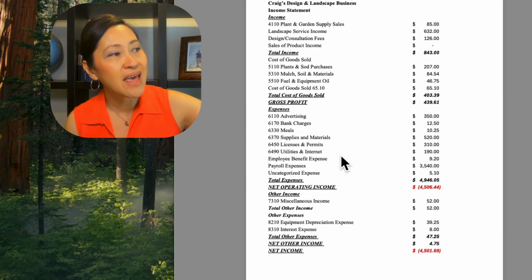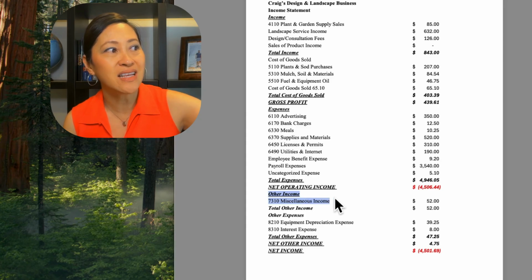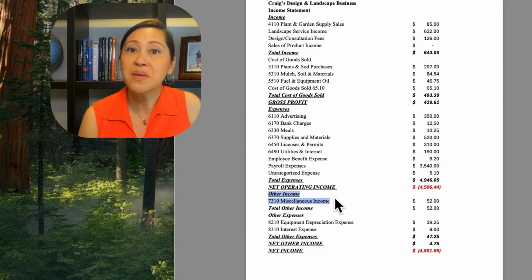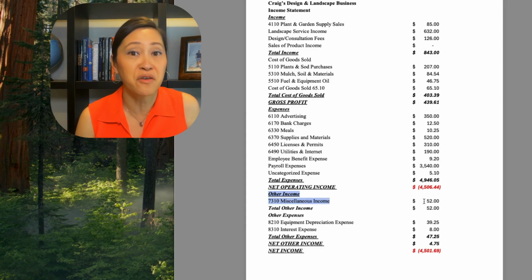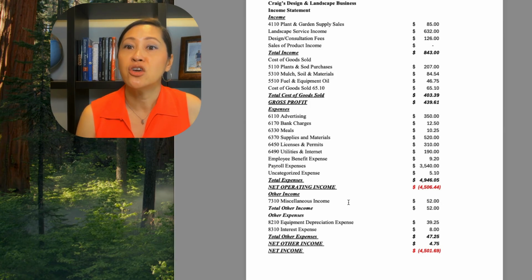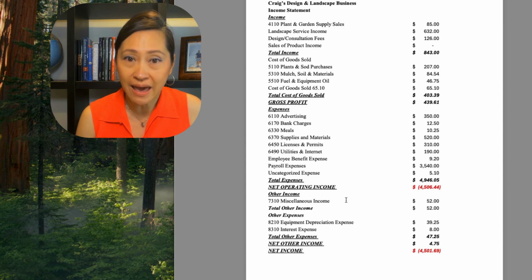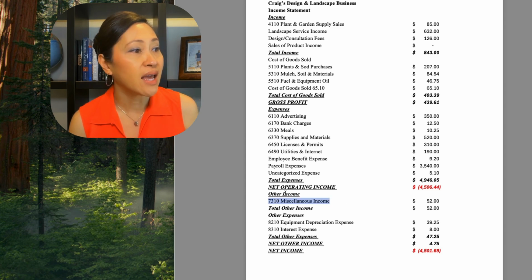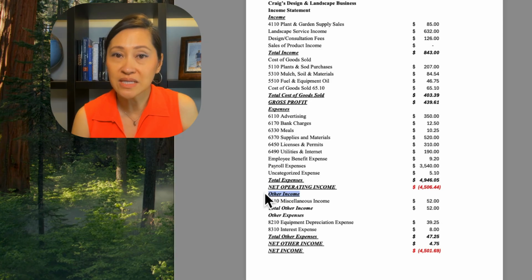Other income. Anytime you see something here, you want to ask, where is this coming from? You see, miscellaneous income is another vague account. Could it be a gift card or an interest income from a business savings account? You could change this and create sub-accounts under other income so that your income statement is more transparent.